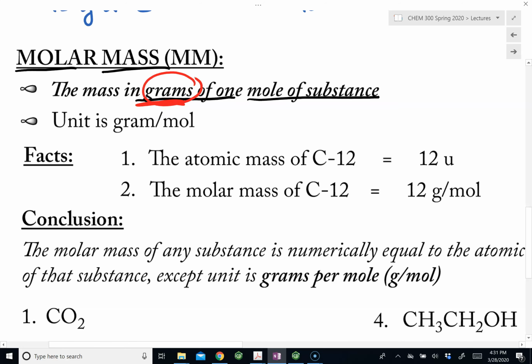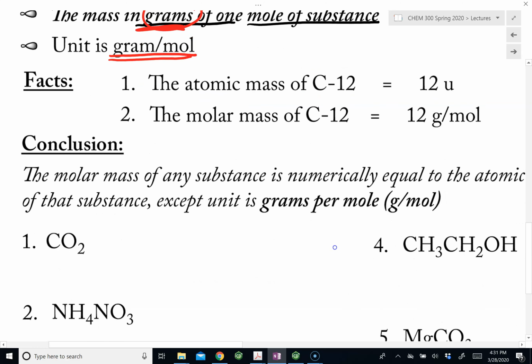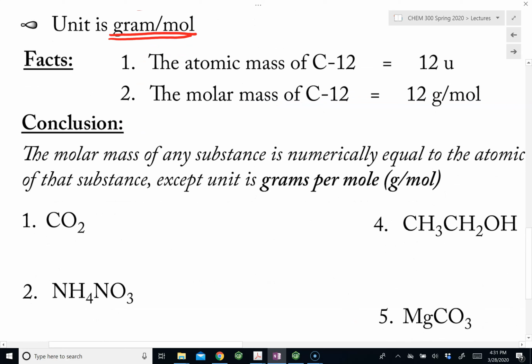And to be more specific, its unit is gram per mole. So we say x gram over 1 mole of a substance. So how do we find the molar mass of a substance? Consider the following facts. The atomic mass of carbon-12 is exactly 12 u, and the molar mass of carbon-12 is exactly 12 grams per mole.